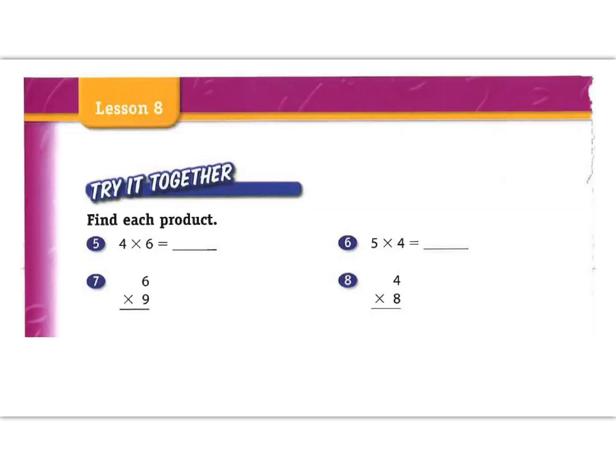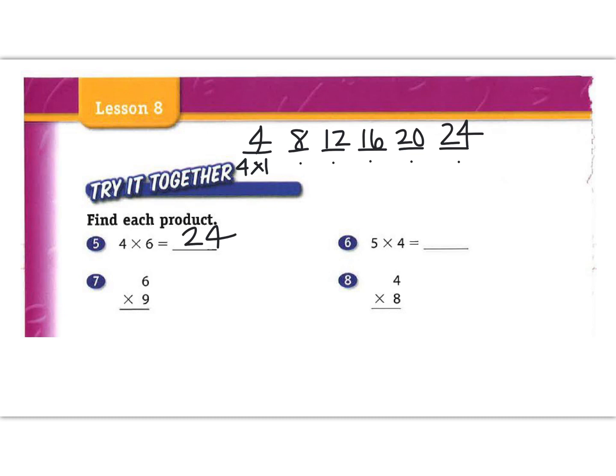All right, find each product, 4 times 6. For this one, I'm going to do skip counting by 4s, and I'm going to do it 6 times. So if I have 6 spaces, 1, 2, 3, 4, 5, 6, I'm going to go 4, 8, 12, 16, 20, 24. So we start here. This is 4 times 1, then times 2, times 3, times 4, times 5, times 6. So 4 times 6 is 24.